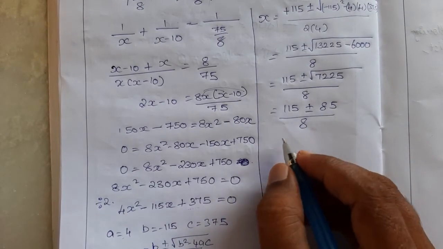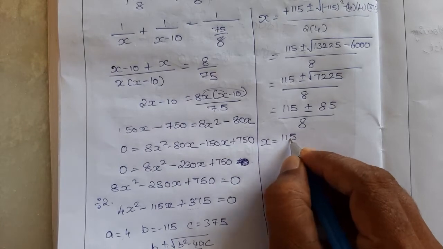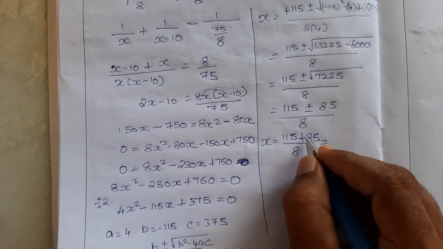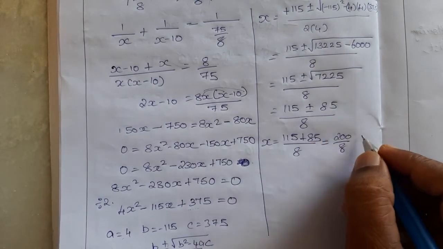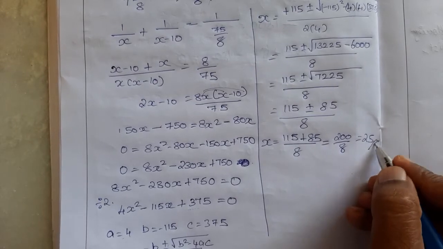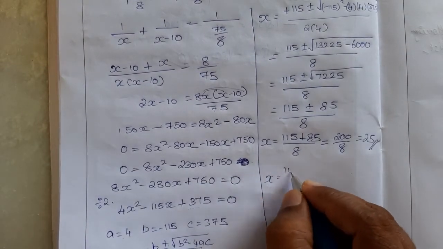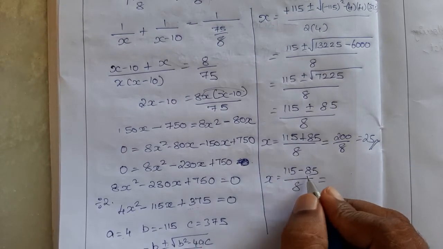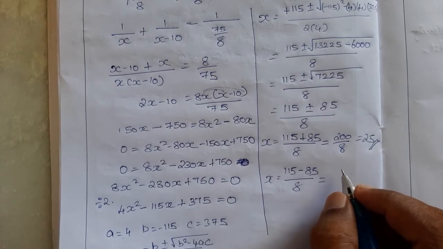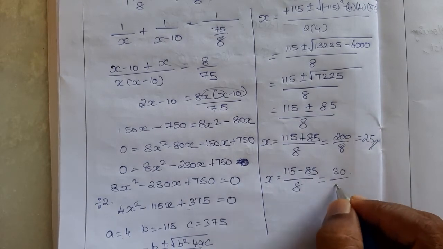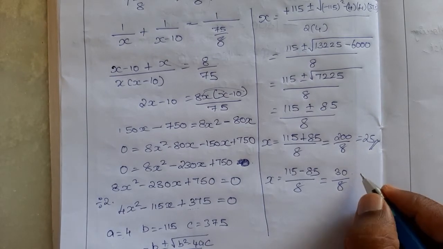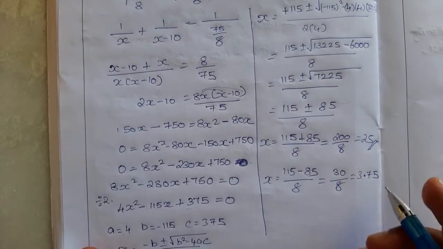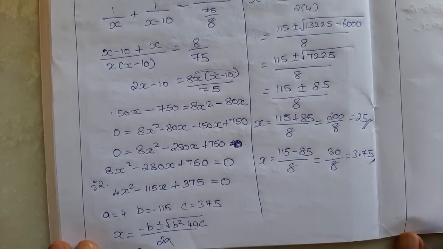So let me try with addition of 85. x is equal to 115 plus 85 by 8, which is 200 by 8, equal to 25. So x can be 25, or x is equal to 115 minus 85 divided by 8. If we subtract, 115 minus 85 is 30, by 8. So 30 by 8 as a fraction, if you divide, you will get 3.75. So is it 25 or 3.75?